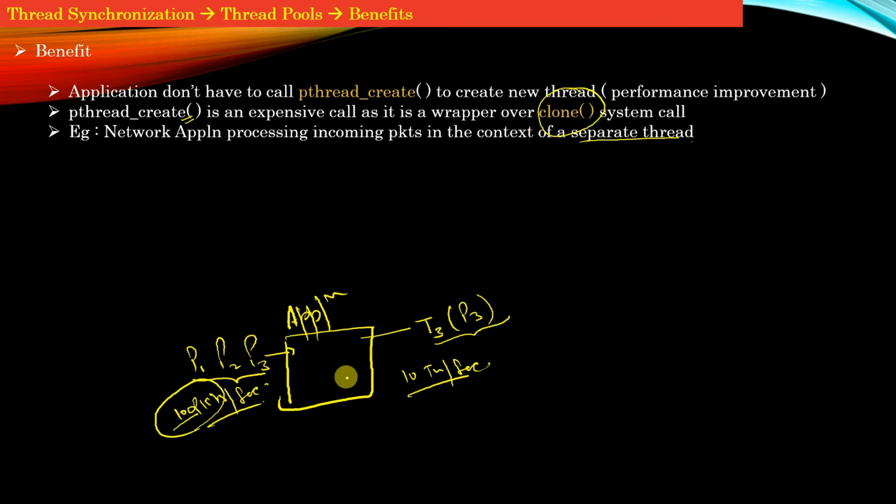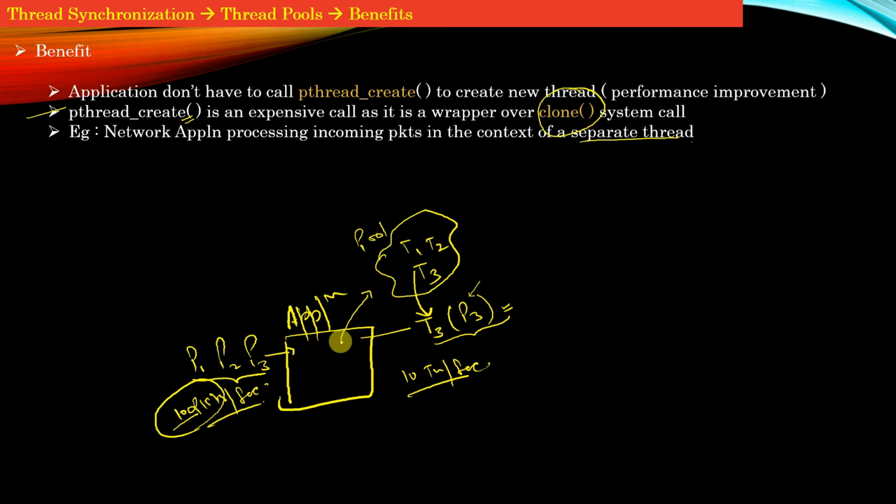So this problem can be easily solved using thread pools. If your application maintains a pool of threads in which we have threads T1, T2, T3, then every time the application receives a packet, it simply fetches a thread, say T3, from the thread pool, assigns the packet P3 to the thread T3, and simply lets the thread T3 do the processing, right? In this entire cycle, the application is never invoking the pthread_create function, right? In fact, there is zero creation and destruction of threads by the application.